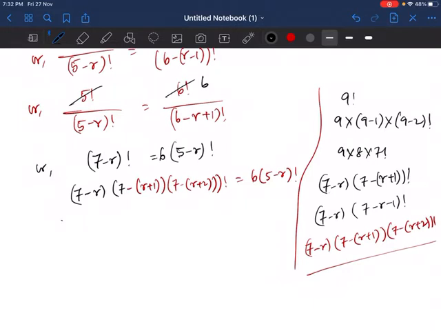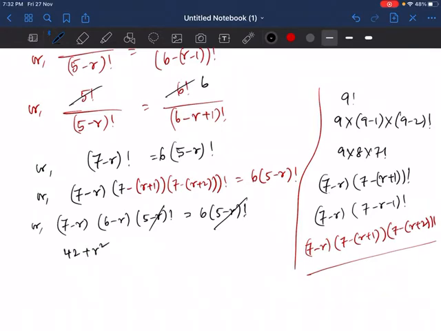So we are getting 7 minus r, this one we are getting 6 minus r, and this one is what? 5 minus r factorial is equal to 6 into 5 minus r factorial. So this and this we can cut. So if you multiply this one, what you get is 42 plus r square minus 6r minus 7r, that is minus 13r, is equal to 6. So I am getting r square minus 13r, and if you take 6 this side, you are getting 36.